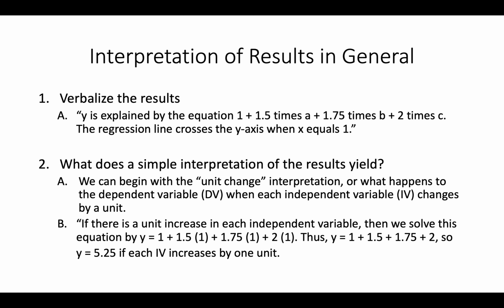Let's put this into motion. Our next step is to verbalize the results. I have a simple sentence for us to say. Y is explained by the equation 1 plus 1.5 times A plus 1.75 times B plus 2 times C. I add another sentence to reflect the presence of the y-intercept. The regression line crosses the y-axis when x equals 1.